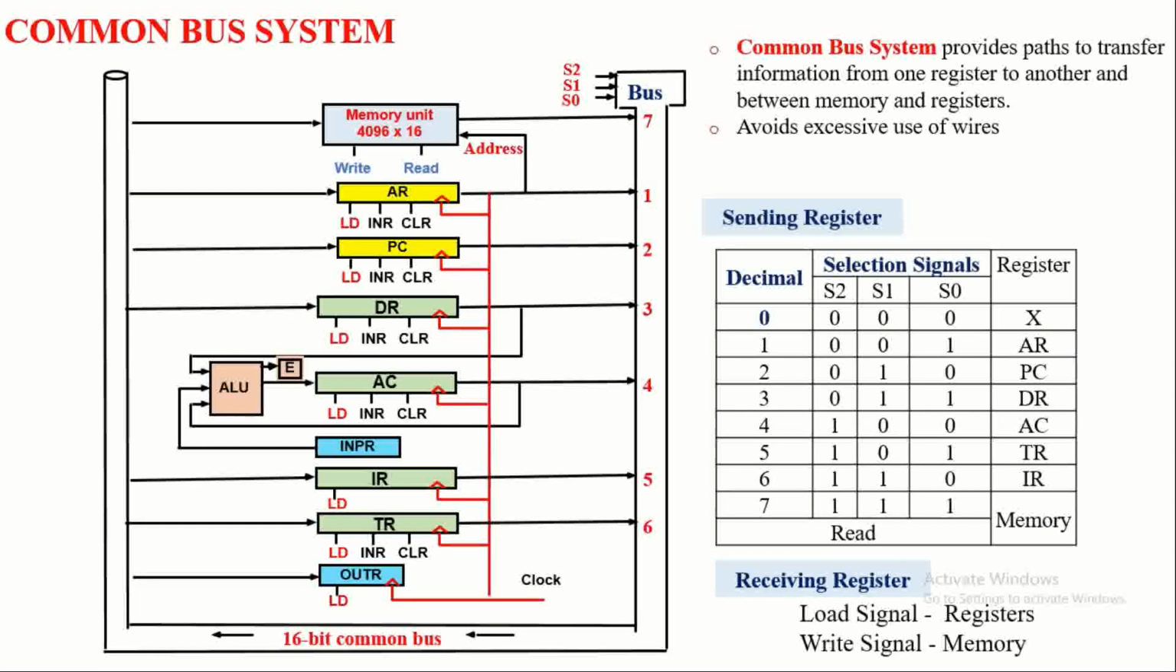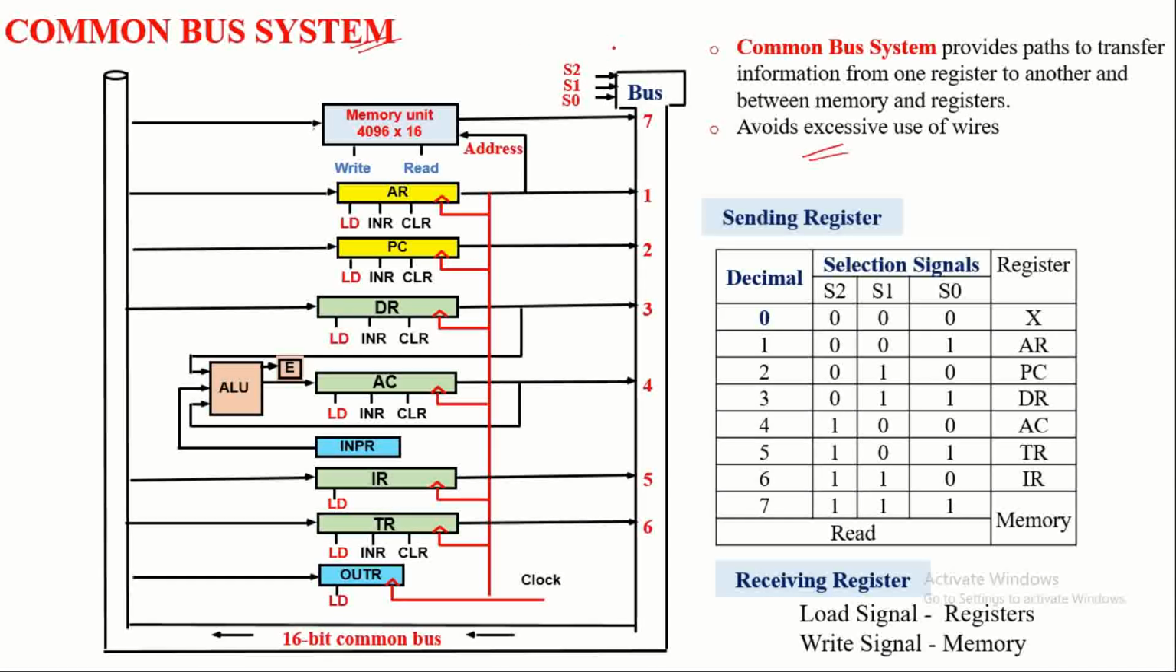Let us now discuss the common bus system. The common bus system provides a communication path to transfer information from one register to another and between memory and registers. The main advantage of using a common bus system is that it avoids excessive use of wires, particularly when the computer is designed with multiple registers.